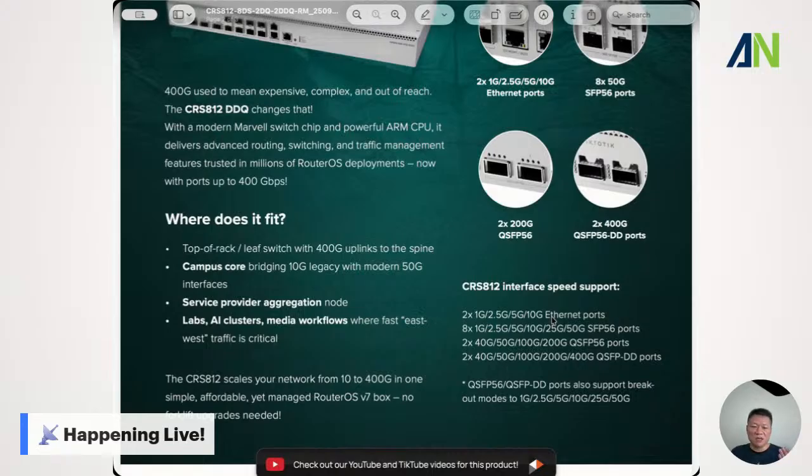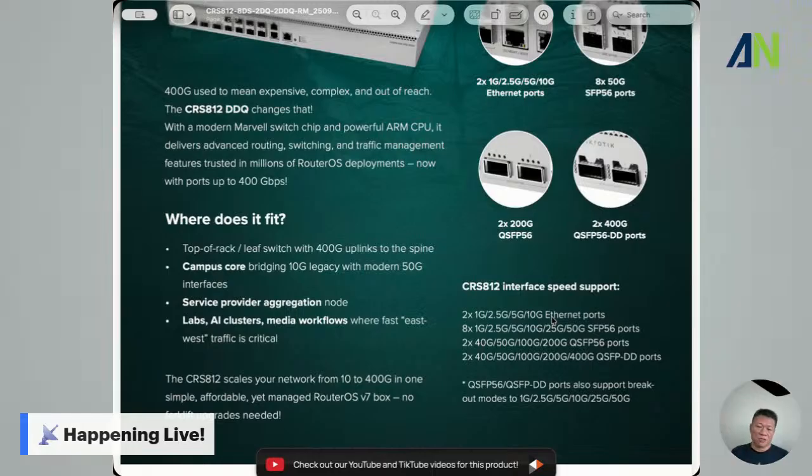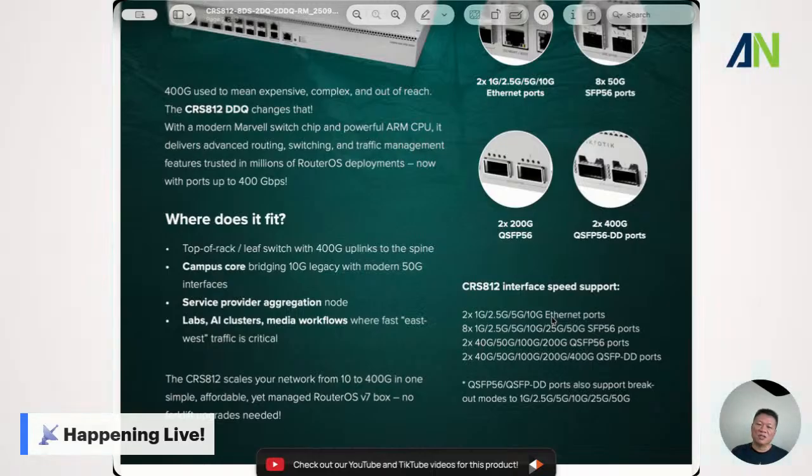So for the QSFP56, which supports 200G, it could break out to 4 of the 50G for each port, right? And also the QSFP-DD could support 400G breaking out to 4 of the 100 gig. So CRS812 is the first 400 gig network switch that can support all this, from 10 gig up to 400 gig ports, in a simple, affordable package.